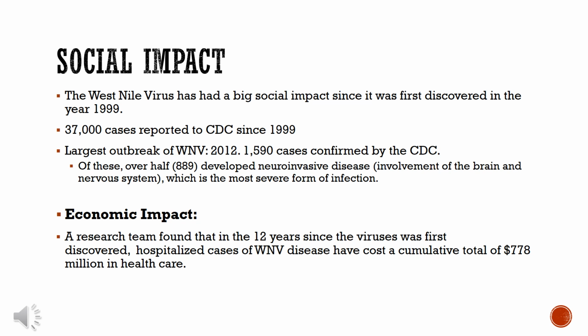The West Nile virus has had a big social impact since it was first discovered in the year 1999. There have been about 37,000 cases reported to the CDC since 1999. The largest outbreak of West Nile virus was in 2012 in Dallas, Texas, where 1,590 cases of West Nile virus were confirmed by the CDC. Of these cases, sadly, 889 of them developed a neuroinvasive disease, which is the most severe form of infection that one can get in relation to this disease.